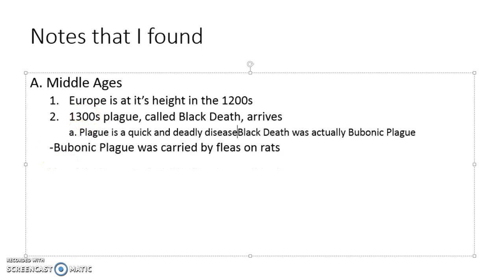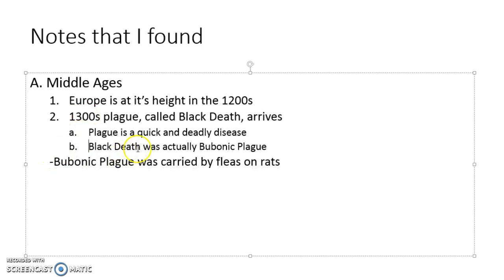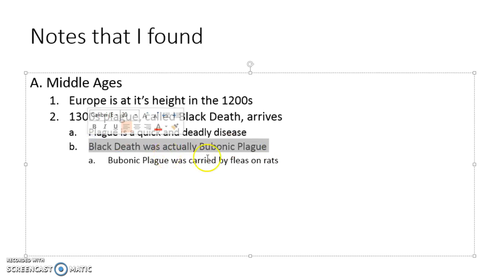And I would say the same thing with this next one. Black Death was actually bubonic plague. So those two are both describing this main point. And really this next one also fits under here, but it's actually even a subpoint of this, because it's describing what bubonic plague was. Okay? So by doing that, this gives us a better understanding of how an outline works.